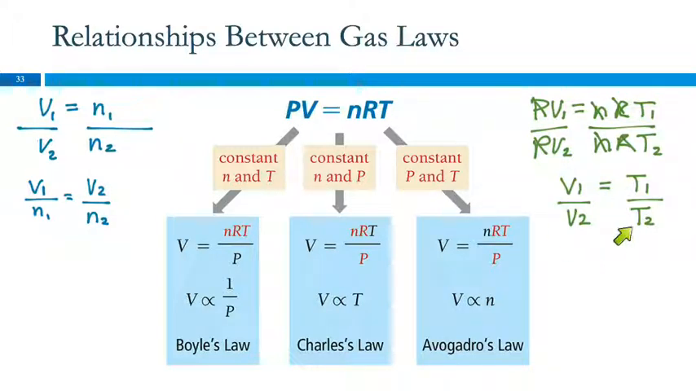Now, this is not arranged exactly the same as it was presented to you, but that doesn't matter because you're going to rearrange it anyway, right? So if I'm going to solve that problem, I'm going to cross multiply here. V1 T2 is equal to V2 T1. And then I'm going to solve for the variable I need. So all you really need to remember is PV equals nRT. Divide it by itself. Cross off anything that's not changing.